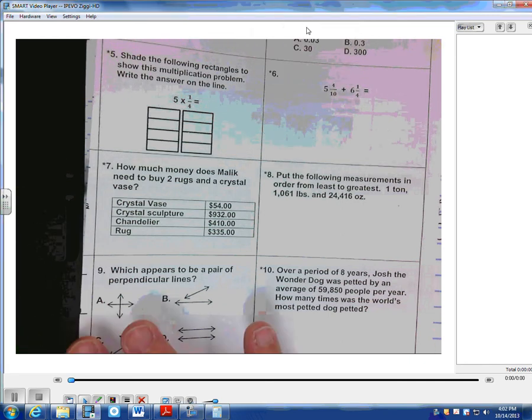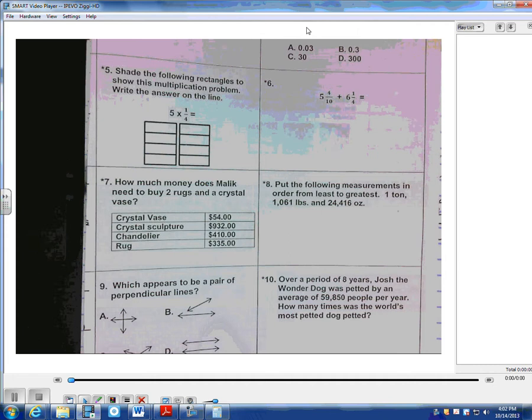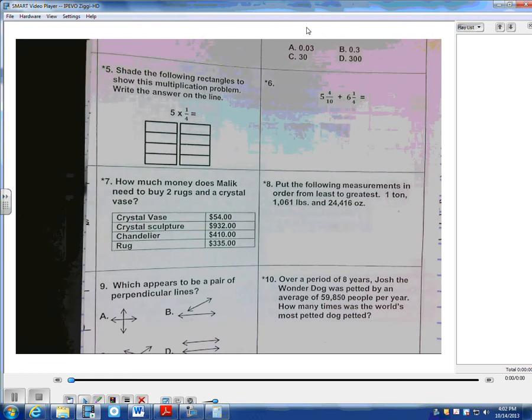Okay, looking at MRS number 8. Now we're going to go over questions 7 through 10. I will go over number 6 with you together, so I'm not going to cover it on the video. So we'll look at number 7 through 10. Number 7 is, how much money does Malik need to buy 2 rugs and a crystal vase? Again, how much money does Malik need to buy 2 rugs and a crystal vase?